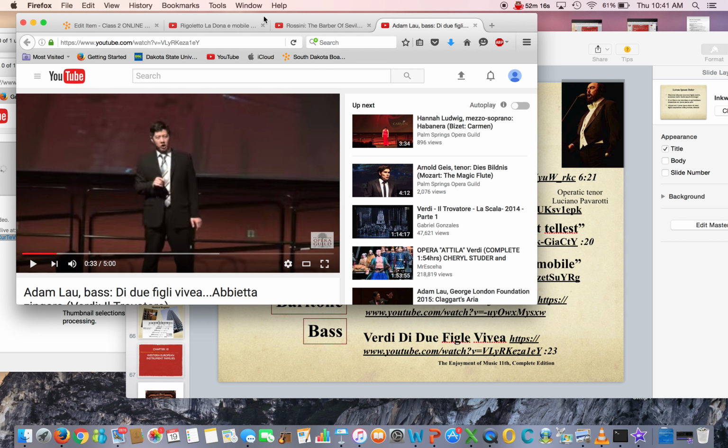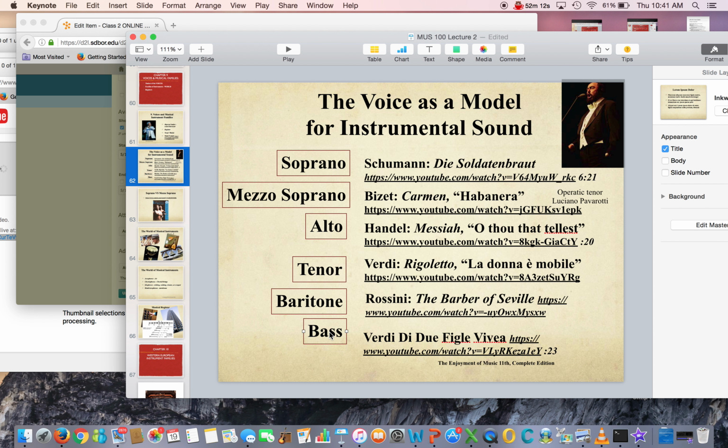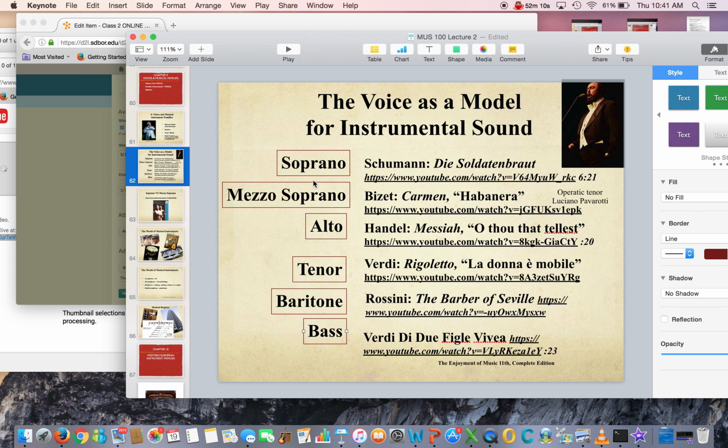Okay, those are the human voices, the registers of the human voices. Bass is the lowest. We go up, from bass, up it goes: bass, baritone, tenor, alto, mezzo, and soprano. If I want to go down from the highest, it's soprano, mezzo, alto, tenor, baritone, bass.